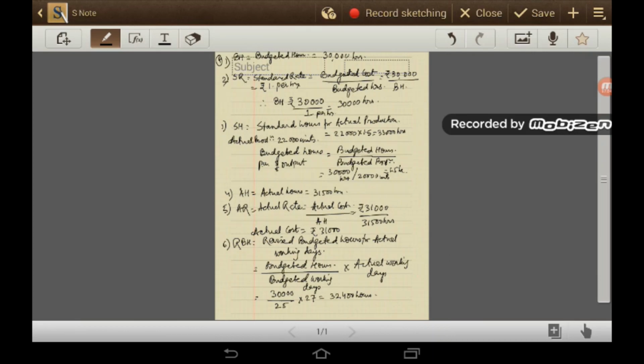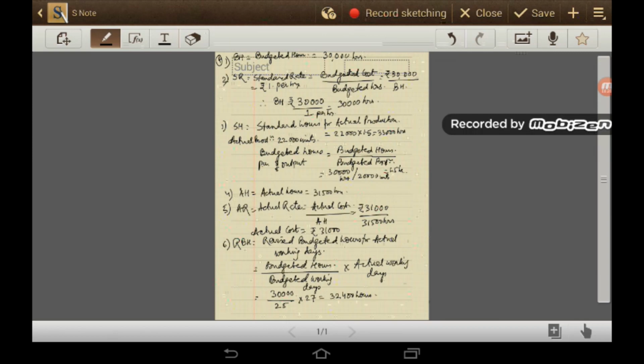So in one sheet I have tried to show you. Budgeted hour you need to find out. It is not given clearly. So from standard rate you need to find out what is the budgeted hour. Then your actual production is given. You need to find out the standard hour required for 1 unit of production. For 1 unit of production, what is the standard hour required? We have found it to be 1.5 hour.